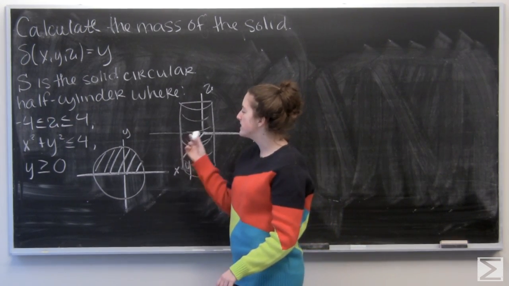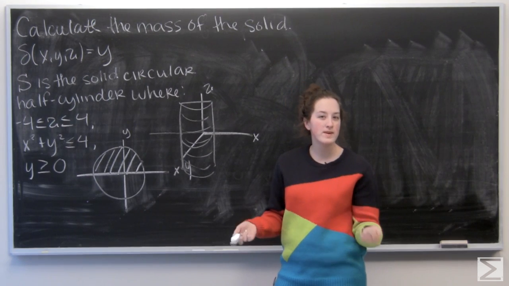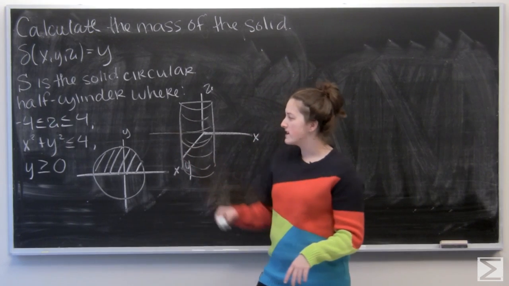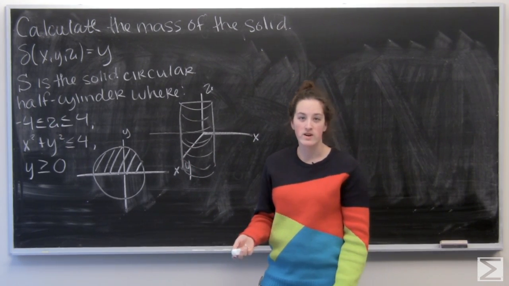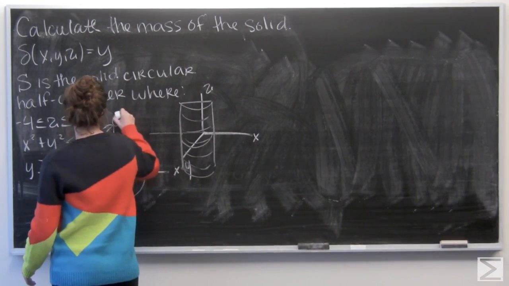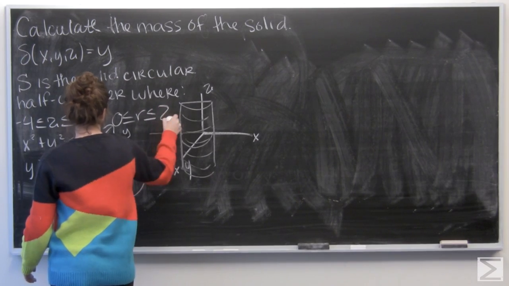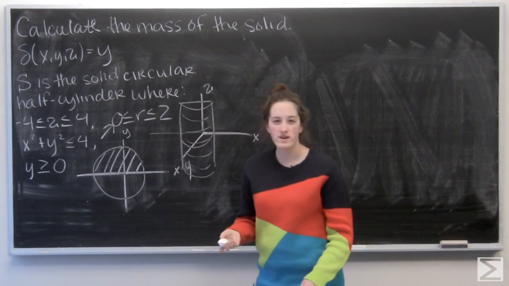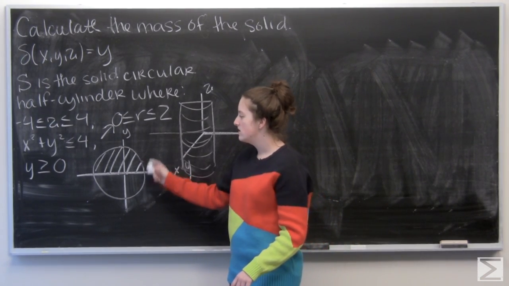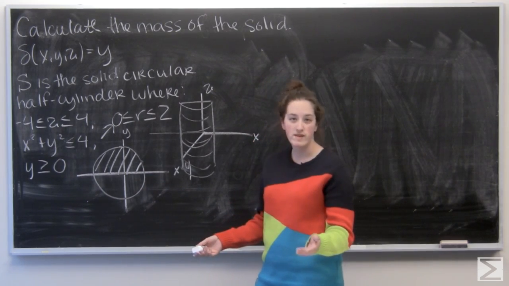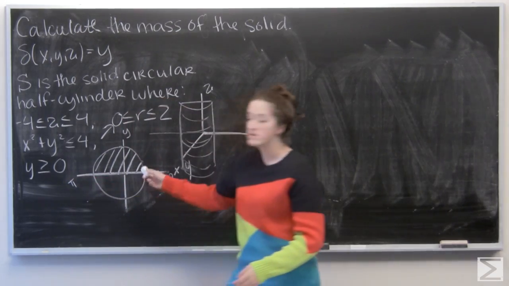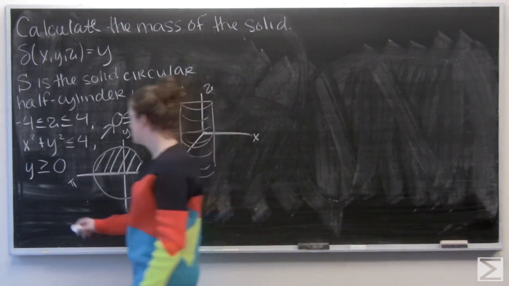So now I'm ready to integrate, right? But I know this is a cylinder, so maybe I should use cylindrical coordinates. I know z is going to stay the same. X squared plus y squared is less than or equal to 4 will translate to r is between 0 and 2. And then for y greater than or equal to 0, I need something for theta. So let me look at my projection. Instead of going all the way around the circle, it only goes halfway, like from 0 to pi. So those will be my bounds for theta.